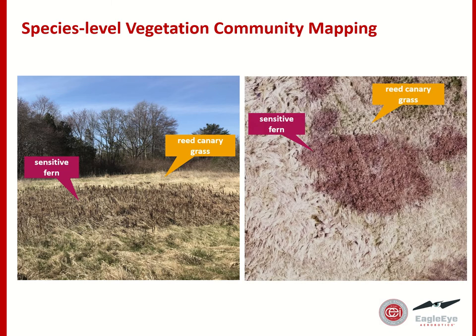The photo on the right shows how drones can be used to map these areas with a high degree of accuracy. You can clearly see where the reed canary grass yields to the sensitive fern in the middle, just by the plant structure and mostly the color picked up by the drone image. This image is taken at an altitude of about 250 feet, so the lower you go, the more detailed and the more accurate you get.